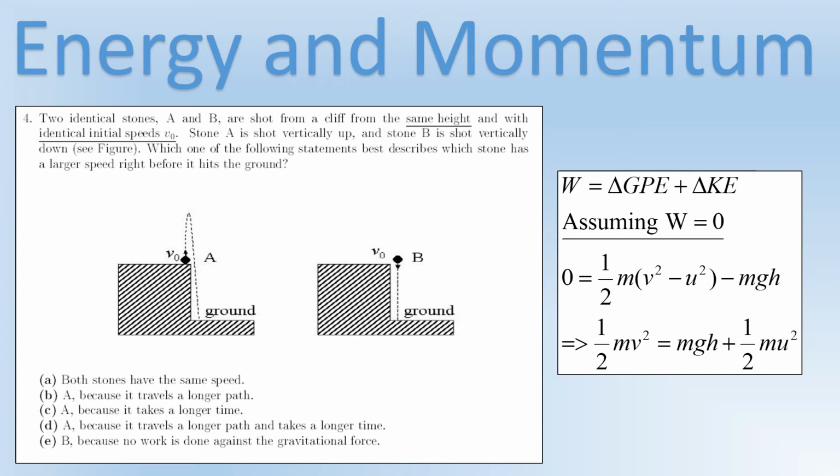And we can rearrange that to make the final velocity, v, the subject there, or at least the final kinetic energy the subject. And we can see from this equation, they have the same starting height, they have the same starting speed, they have the same mass. Therefore, they must have the same final speed as each other. So that's going to be option 4.